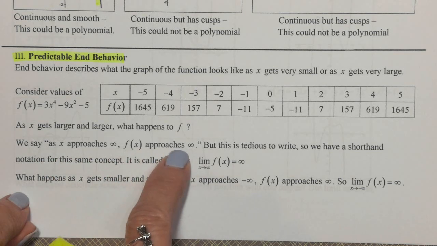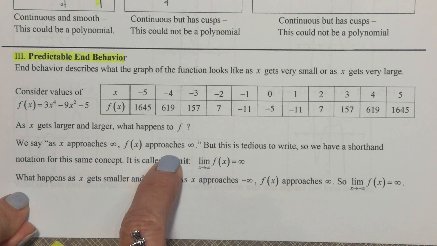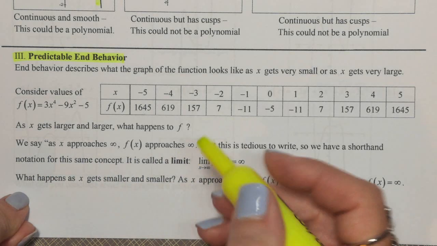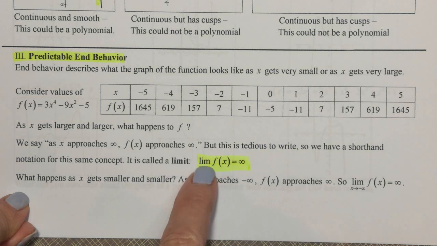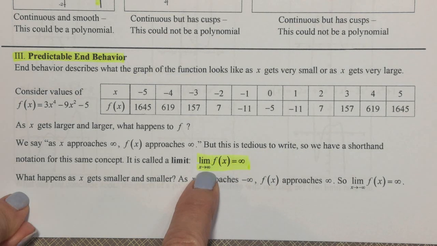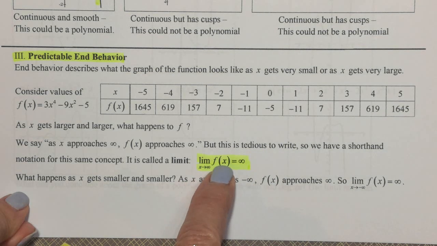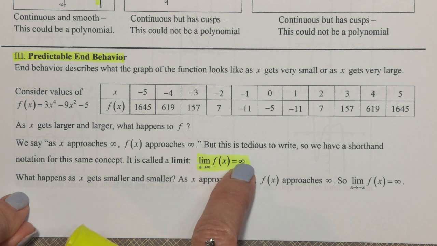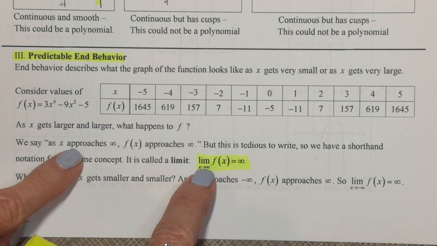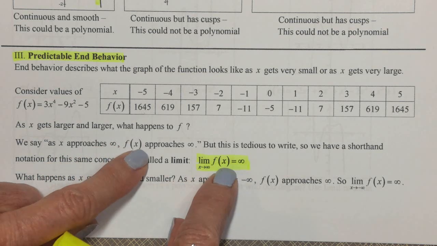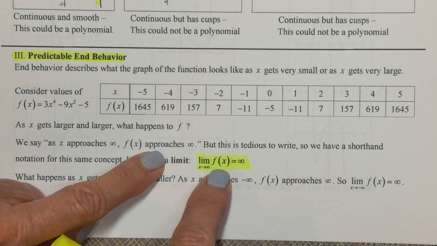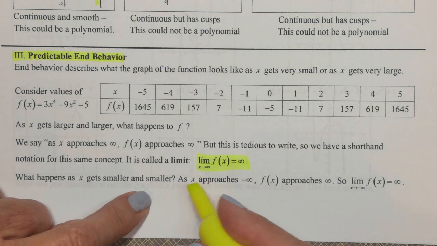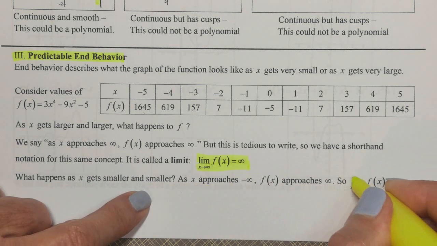But writing that out is very tedious. So we have a shorthand way to write all that out, and it's called a limit. The way I would read this is the limit as x approaches infinity of f is infinity. So as x approaches infinity, f approaches infinity. That's what this means.